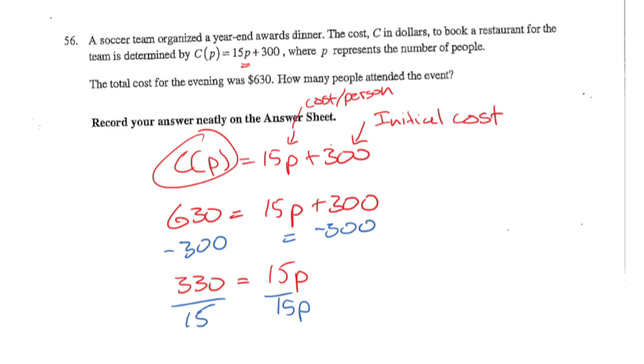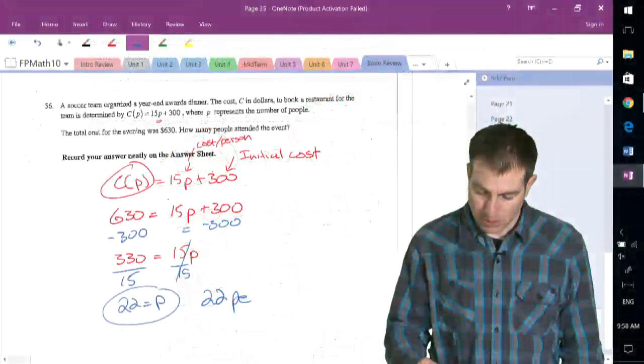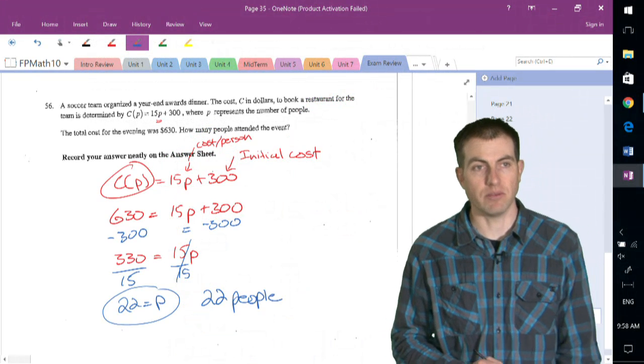And 330 divided by 15 is 20. Is that 22? In my head, it's 22. In my calculator, it's 22. Sorry, I shouldn't have written 15p here. I should have just written 15. That gives me 22 is equal to p. So that means 22 people attended the event.